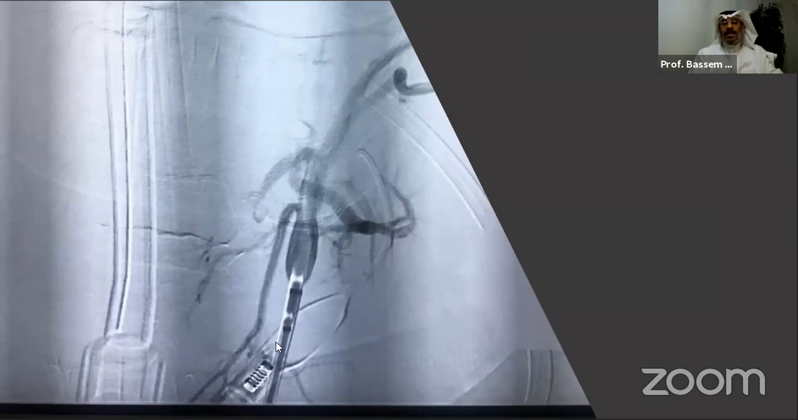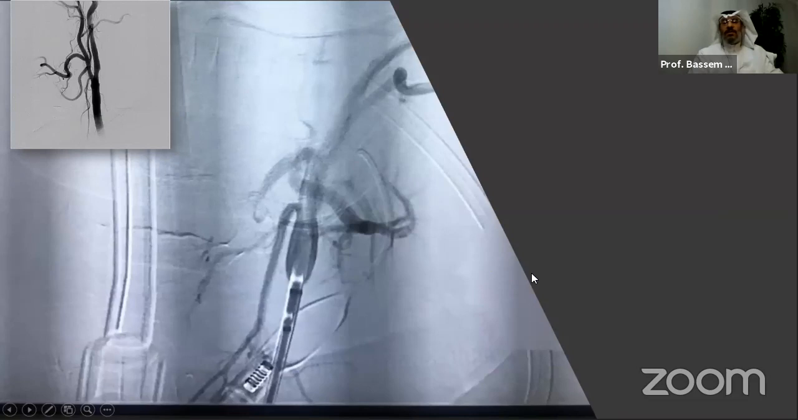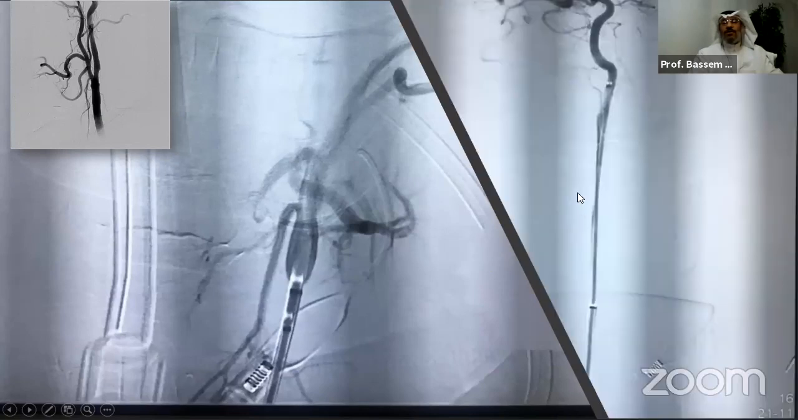Like this is an example, a common carotid injection. You see branches of the external carotid. You don't see, like this one, the internal carotid. After passing the microcatheter, microwire, and the intermediate catheter, we successfully and safely passed a long dissection in this young patient of 32 years old.